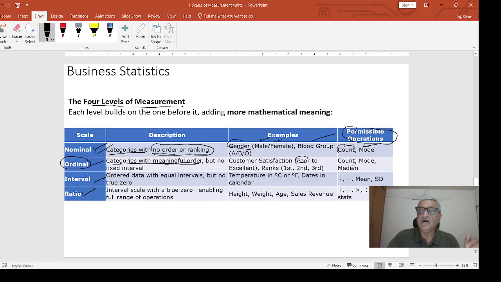Whereas addition of median is permissible on ordinal, right? What is the third category? The third category is interval, and this is very, very interesting, and you need to understand what this really means. It is ordered data with equal intervals but no true zero. Please try to understand what we mean by no true zero. Let's take an example of temperature.